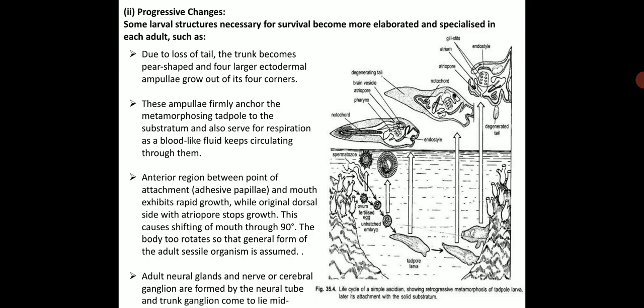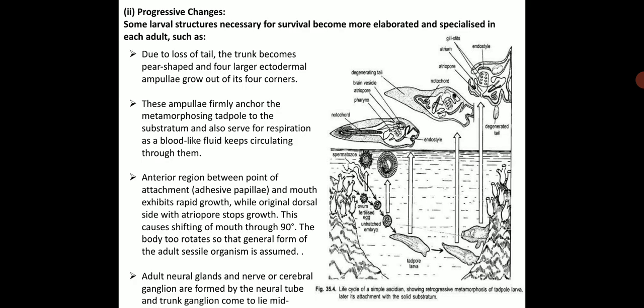So in this picture, you can clearly make out the life cycle of ascidians, showing the retrogressive metamorphosis of the tadpole larva and its attachment to the solid substratum. Here the anterior region between the point of attachment and the mouth exhibits rapid growth, while the original dorsal side with the atriopore stops the growth. So this causes the shifting of the mouth through 90 degrees. The body too rotates, so the general form of the sessile adult organism is assumed.